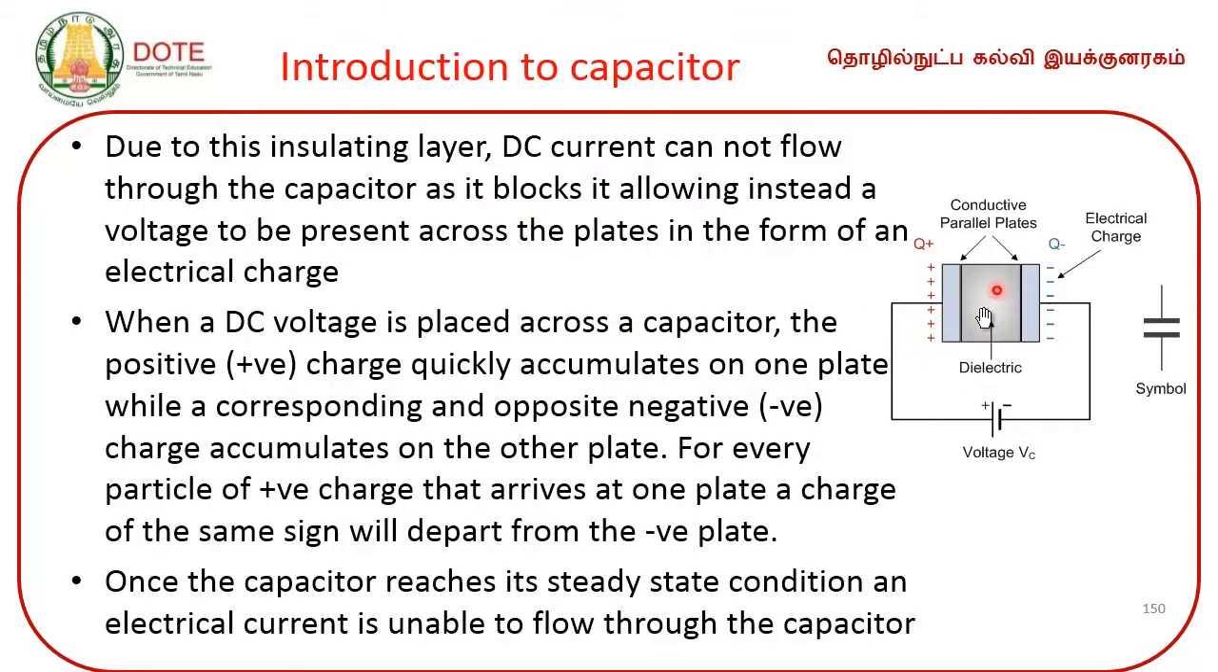Now what happens when you connect the capacitor across a DC source? Here we have connected a DC battery across the capacitor. The DC source is connected across the capacitor. What will happen? There is an insulator in between, it is an open circuit. Will current flow? No, current cannot flow. So what will happen?